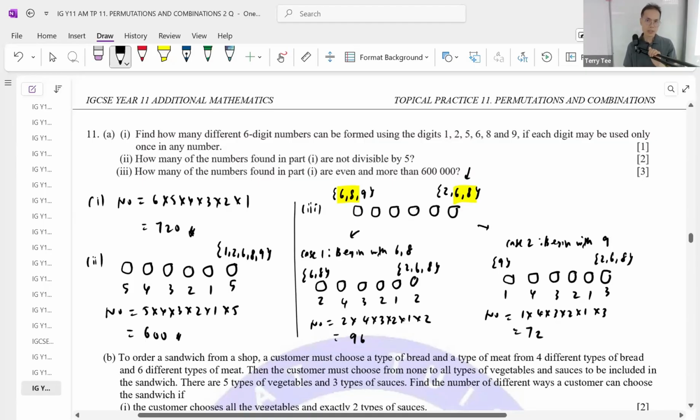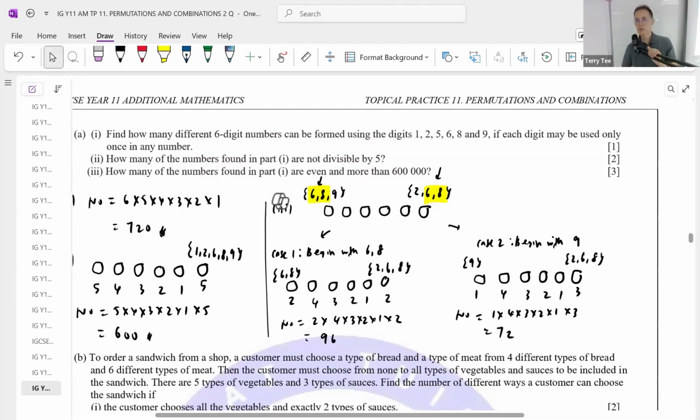You see, you must end with 6 or 8, right? If I start with 6 or 8, you reduce the option. For example, if I start with 6, I cannot take 6. My number of options is reduced by 1. But you still have to list the 6 and 8, because we don't know whether to pick 6 or 8. Okay, what is your total, everybody? Your total will be 96 plus 72, 168.